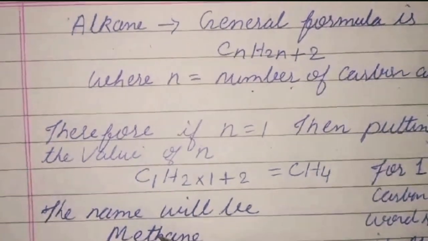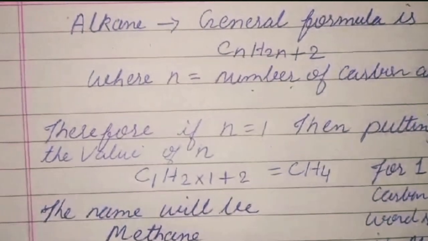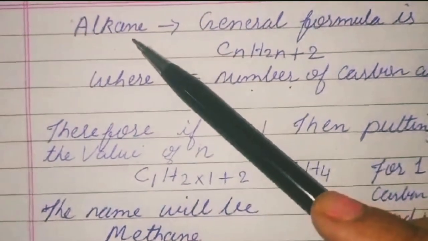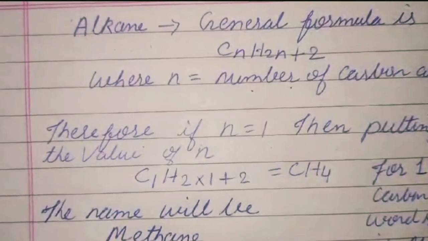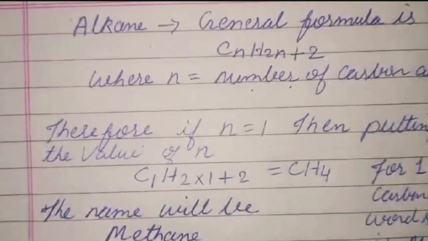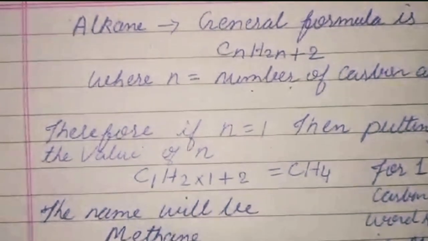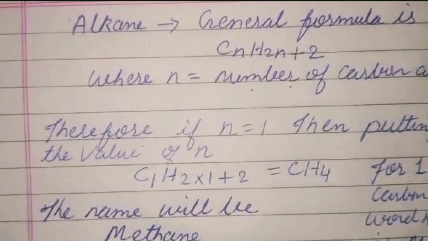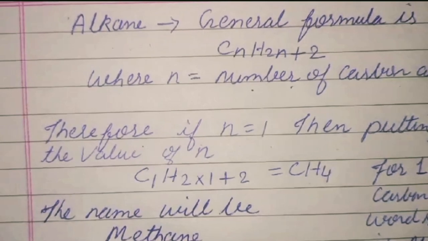meth. Okay, so we will write the word root here: meth. After that, ane comes from the alkane suffix. It is the suffix that indicates that methane belongs to alkane, so its name will be methane. So here I have noted that ane is the suffix and meth is the word root, so it indicates alkane, a saturated hydrocarbon.